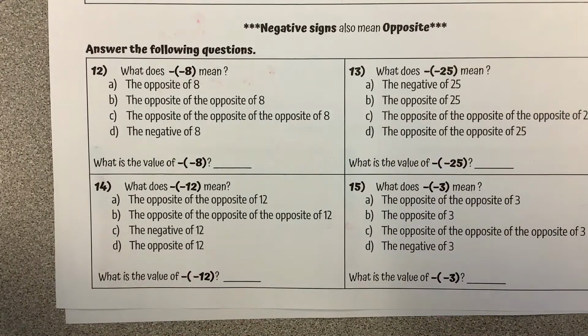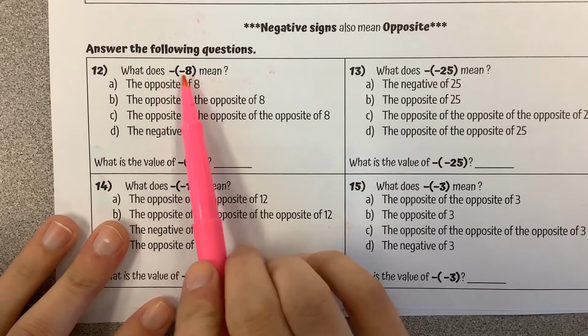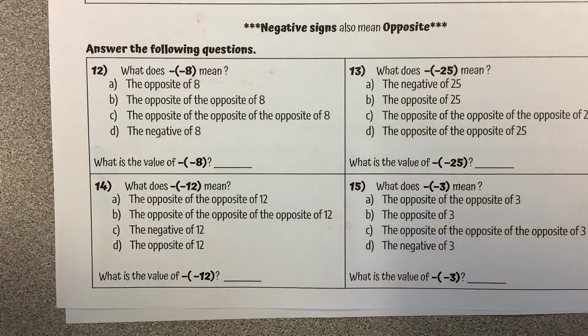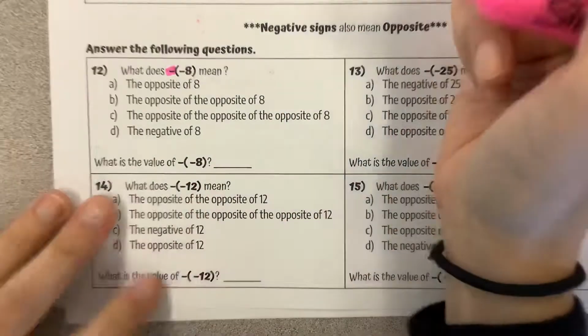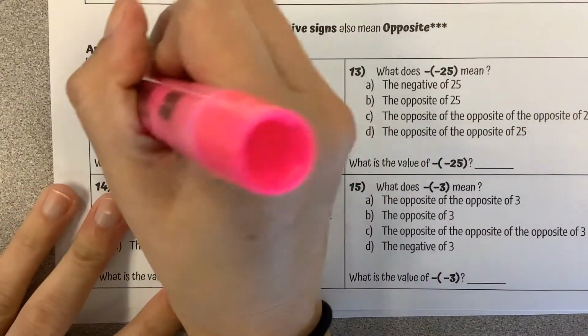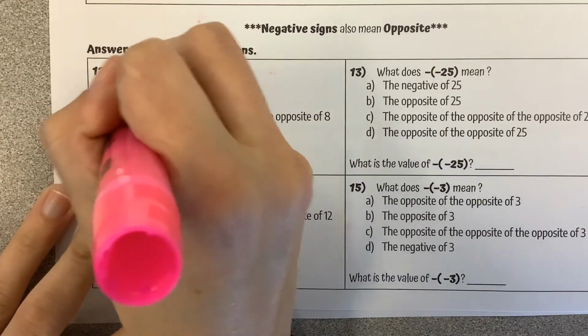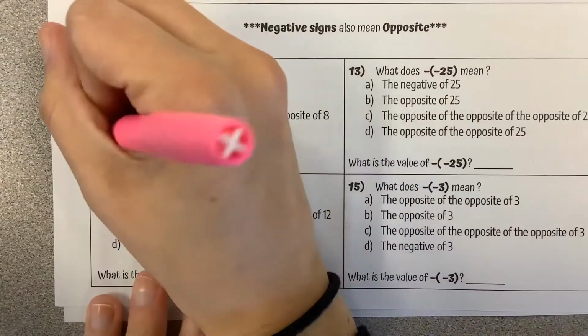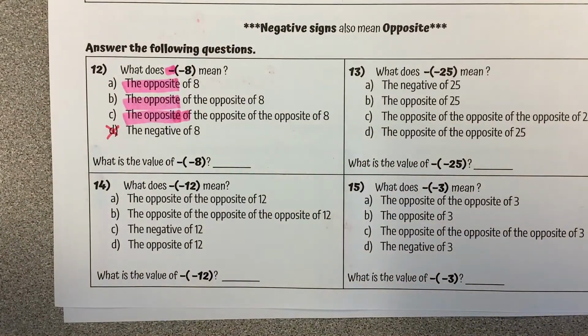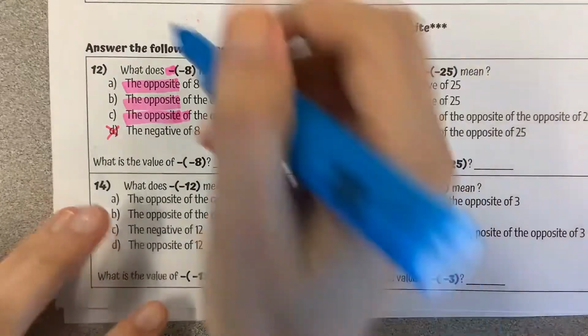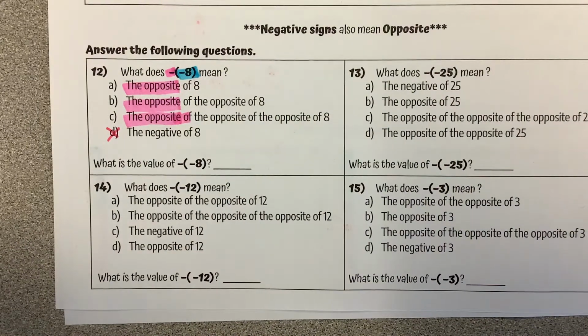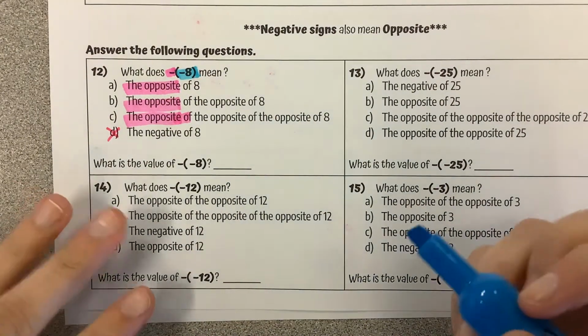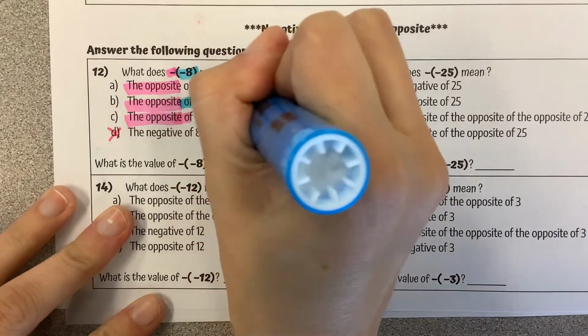So for number 12, it says, what does the expression with two negative signs and 8 mean? We're going to identify each negative as opposite. So we have our negative sign here. That means the opposite. So all of these have the opposite, except for the negative of 8. That doesn't really make sense. We're not going to include that. And then this second part here is negative 8, which really just means the opposite of 8. So I'm looking for where I see the opposite again.